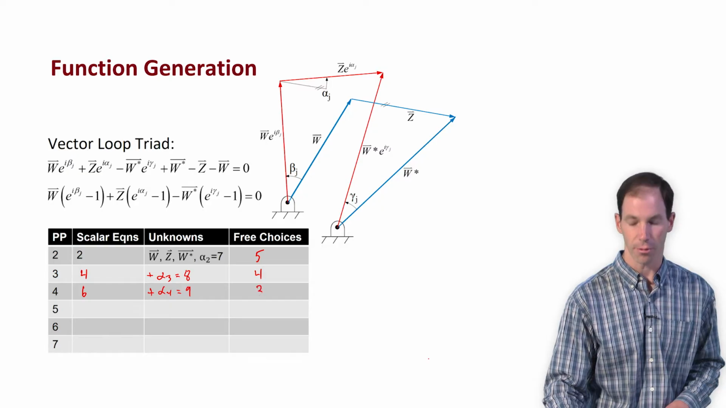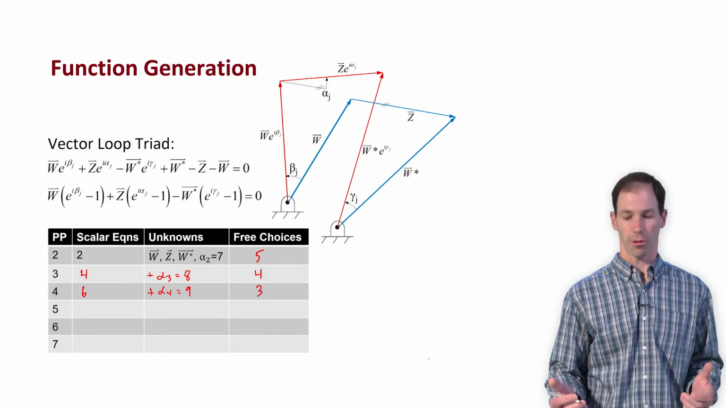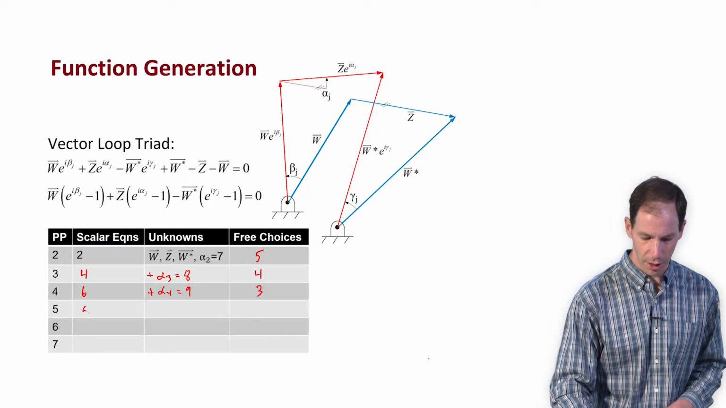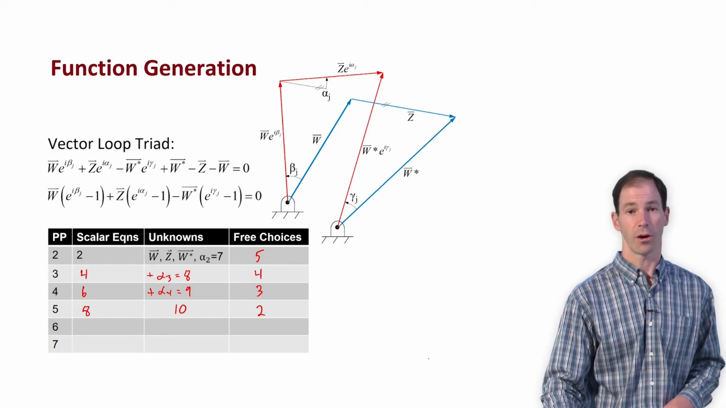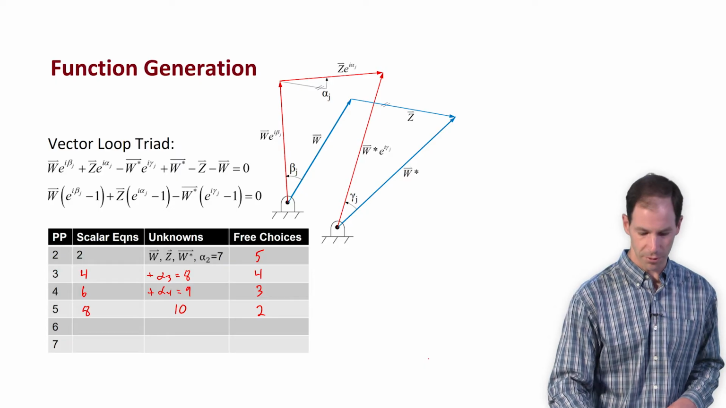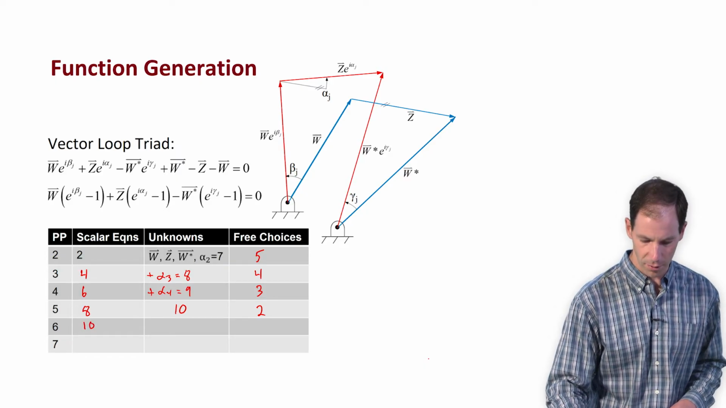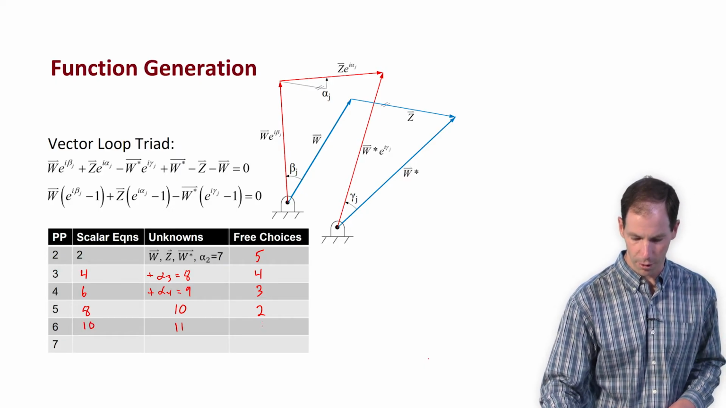So I end up with 3 free choices. And I think you can see where this pattern is going. Now I'm going to 8 scalar equations, 10 unknowns, and 2 free choices. Finally, as I go to 6 positions, I go to 10 equations. I get 11 unknowns and 1 free choice.